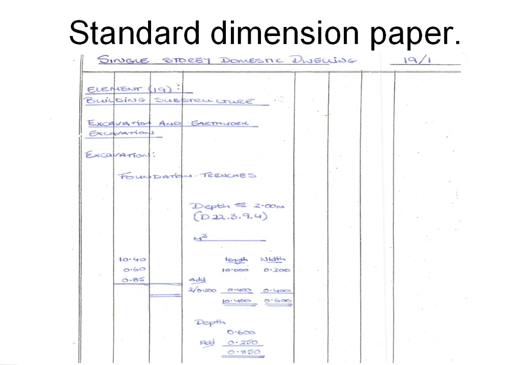The meters cube is described within the unit of measurement on page 22 of the ARM, and we have our waste calculation in the description column, working out the length of the trenches plus the overhang on both sides of the trench of the foundation. We then in the dimensions column have the overall length by the width of the foundations by the depth of the foundations.